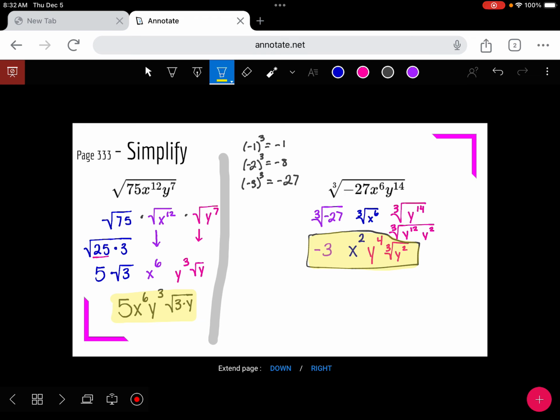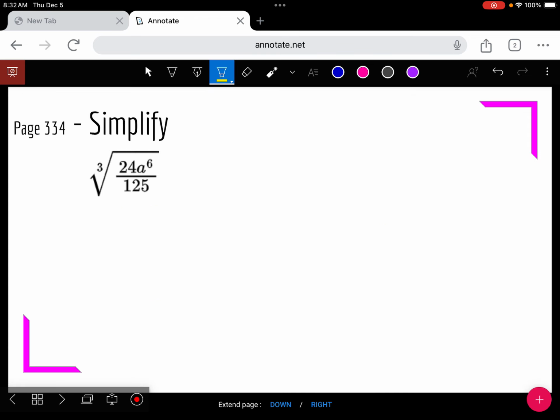So we're going to continue practicing this, and I've given us a lot of space on this page because I ran out of space on the last one. It looked chaotic. So we're doing the cube root of 24 a to the 6th over 125. When we have fractions, you can absolutely simplify inside first if it's able to do that. This one won't simplify in that way, but if you could, you could.